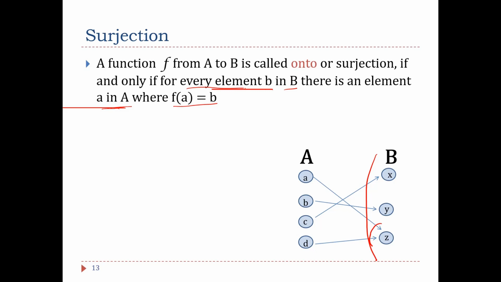So it means there exist two different elements, namely A and D, whose image is the same. It's Z. They are not different, okay?